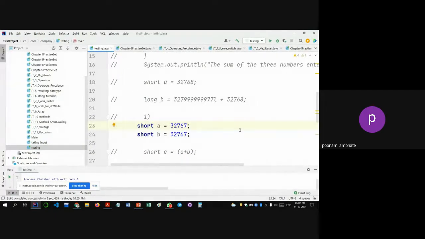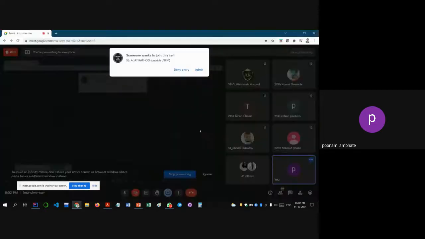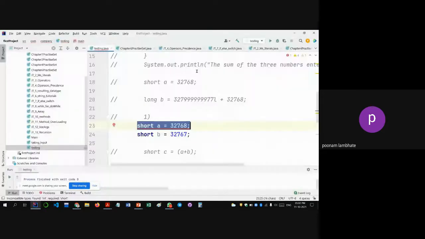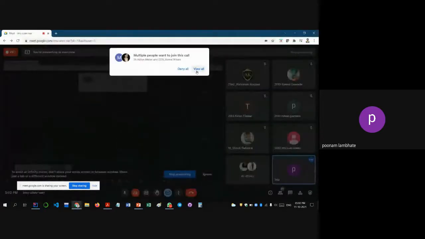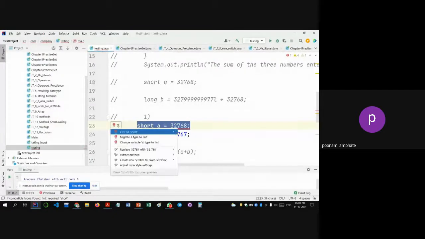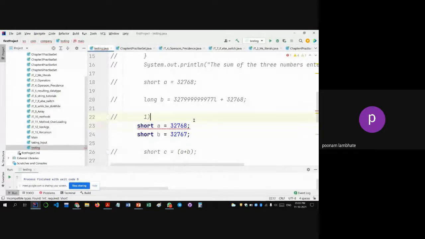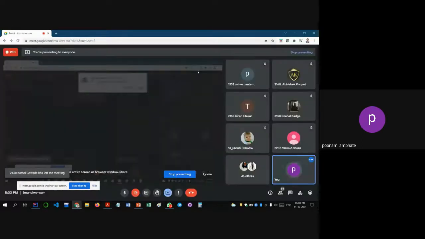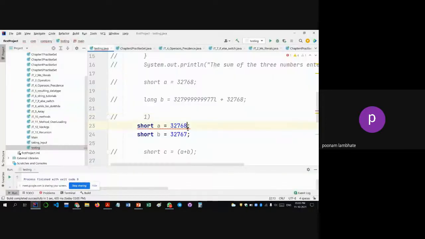We know that the range of short data type is minus 32768 up to 32767. Suppose I give here just one more, that is 32768. As you can see, this red line has been indicated here, highlighted, indicating an error, because of the IDE that you're using. It will also give some suggestions, like casting operation, migration or conversion of some data type. So you can either go with that option, or what you can do is you must maintain the range.